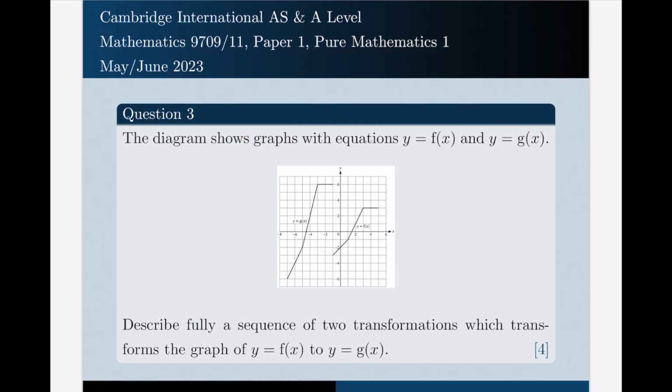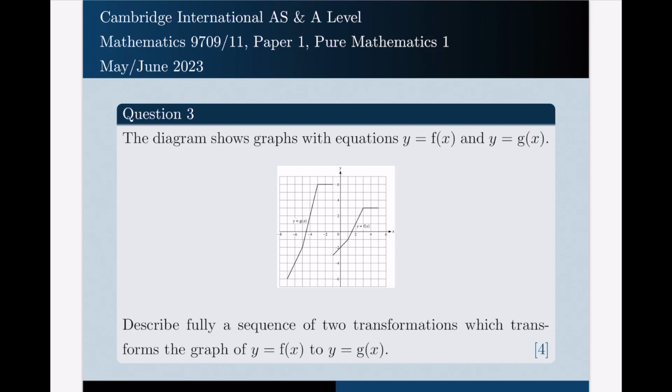The diagram shows graphs with equations y equals f of x and y equals g of x. So here, this is the graph of the function y equals f of x, and this is the graph of the function y equals g of x. Describe fully a sequence of two transformations which transforms the graph of y equals f of x to y equals g of x. This question brings you 4 points.